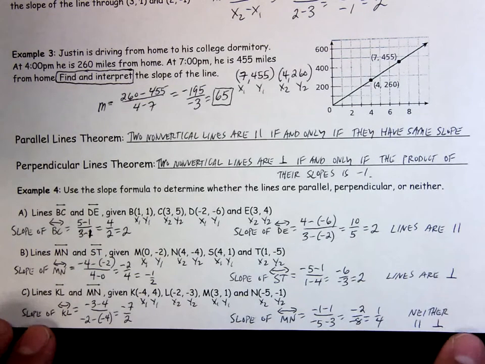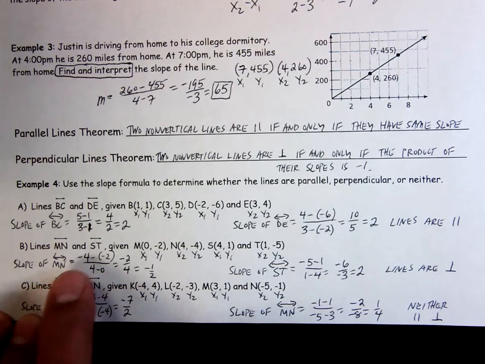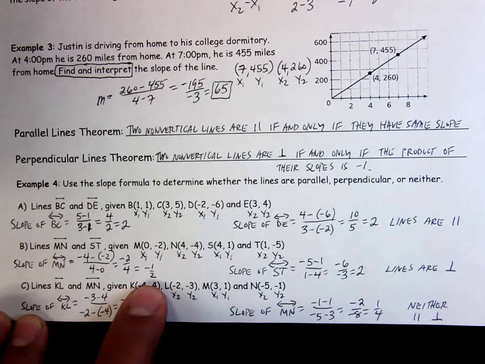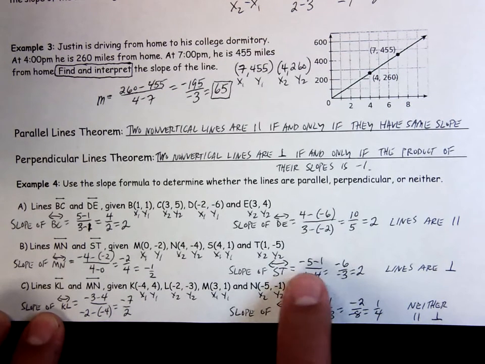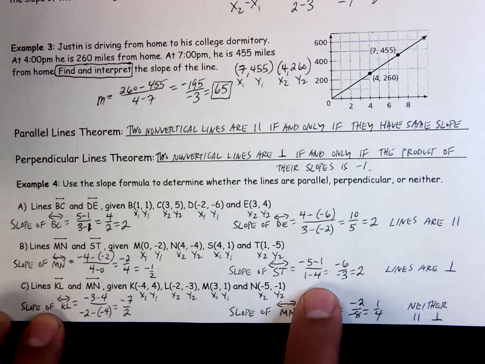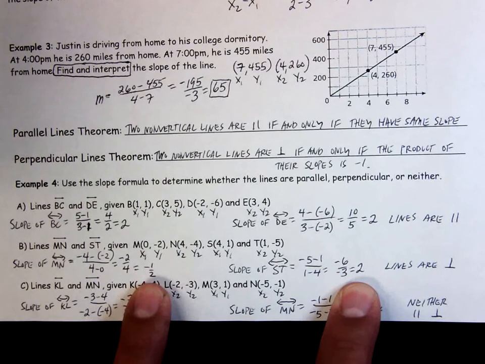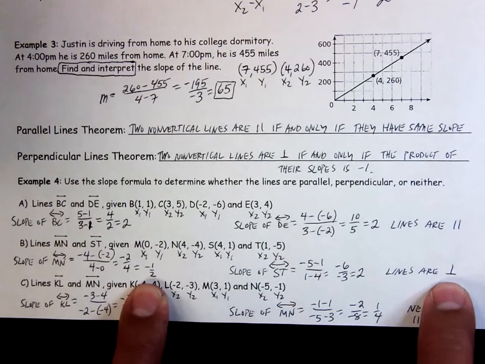I'm going to breeze over this, but make sure you understand where this is coming from. Slope of line MN, y2 minus y1 over x2 minus x1, gives me minus 2 over 4, or minus 1/2. Slope of line ST, minus 5 minus 1 over 1 minus 4, gives me minus 6 over minus 3, which equals 2. These are my two slopes. What happens if I multiply minus 1/2 and 2? It gives me -1. So therefore my lines are perpendicular.